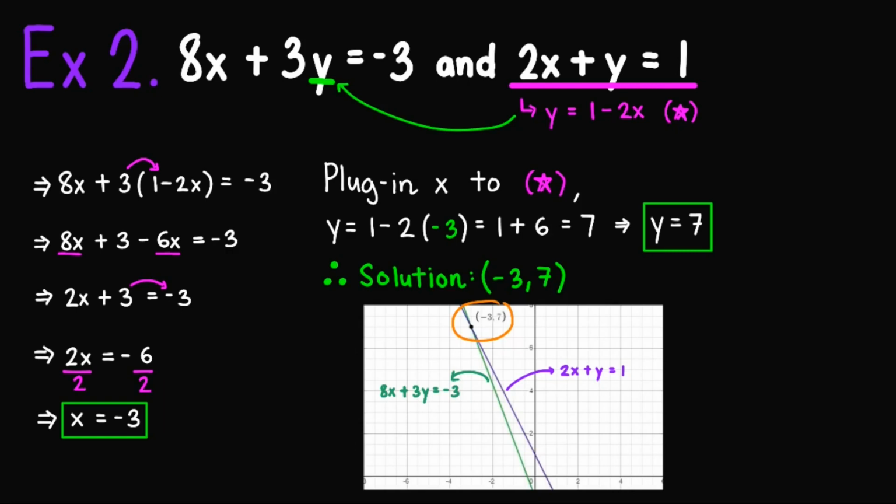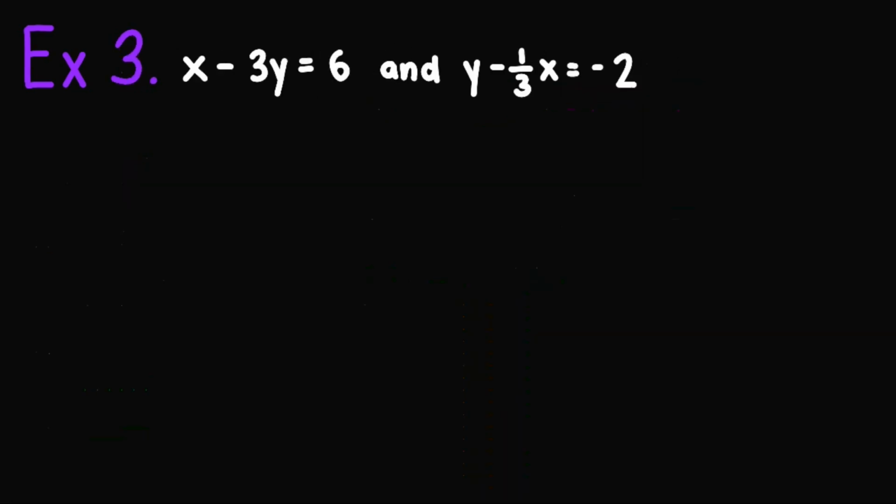I hope you got that one right. Let's now move to the last example. In here we have x minus 3y equals 6 and y minus 1/3x equals negative 2. Again, feel free to pause the video so that you can work on this one first on your own.